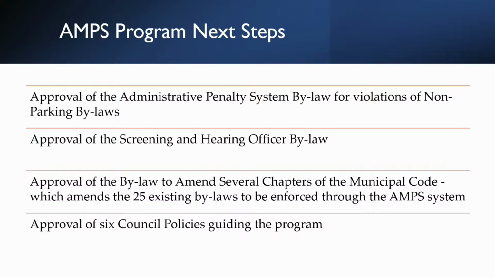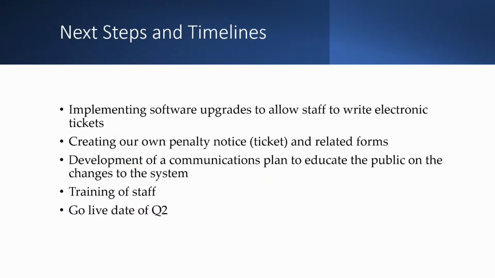So next steps for staff is if council supports this, we're looking at a go-live date of Q2, likely May or June of this year. That will give us time to go through several software upgrades that we need to do. We're looking to have staff write electronic tickets. We need to create our own penalty notice that looks different than the court system penalty notice, as well as the related forms. And we have to develop a communications plan to educate the public on the changes to the system. And then lastly, just having some time to train staff and have them understand the program as well. So that is it.